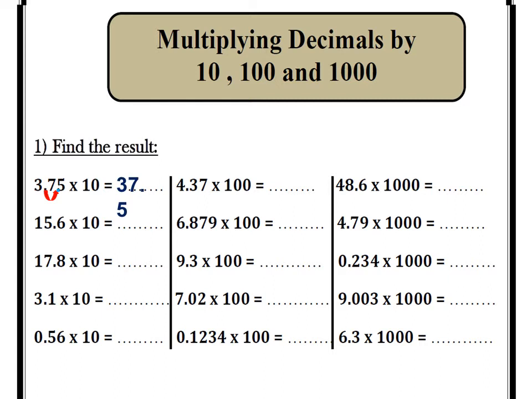4.37 times 100, 2 zeros, 2 steps, 1, 2, so it's going to be 437.0, and as we said from grade 4, we can erase the decimal point and the 0 such that we don't have anything else after it.